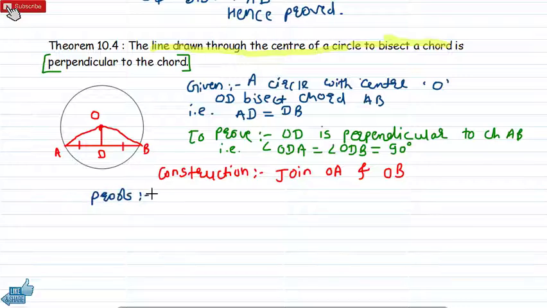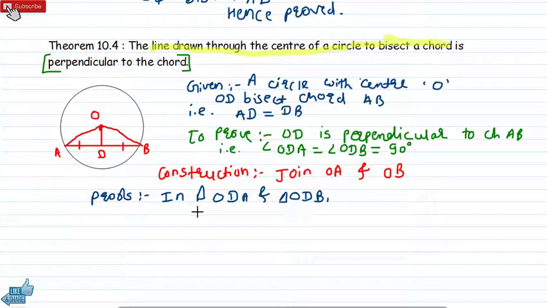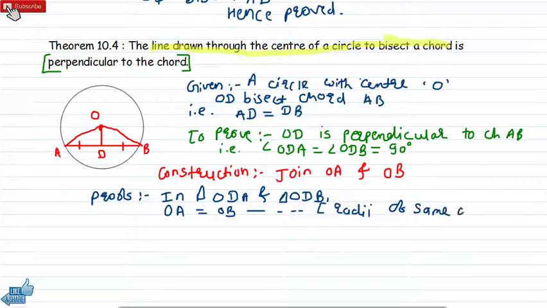Again, for the proof, write down the name of the triangle. In triangle ODA and triangle ODB, OA is equal to OB. Why? What is the reason? Radii of same circle. You can say the radius of same circle also, but if we use two radii, then we say the same radii.